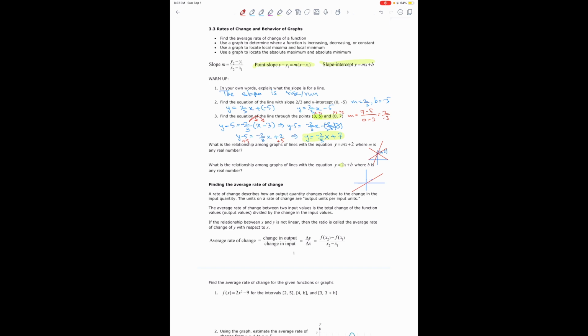And then another one is going to be parallel to that. Another one is going to be parallel to that, and so on. So they have the same slope, however, the y-intercept is going to be different from one another. So they're going to be parallel.